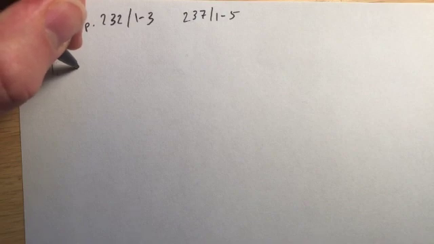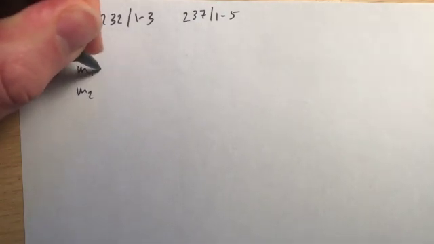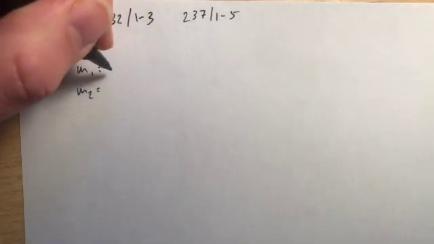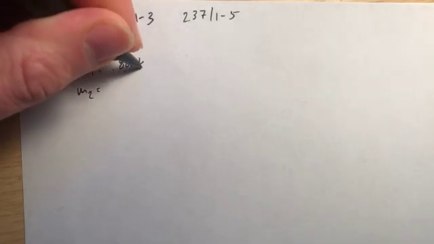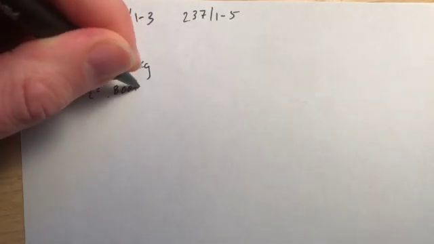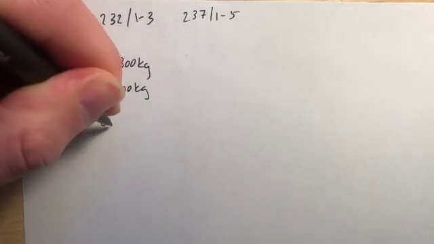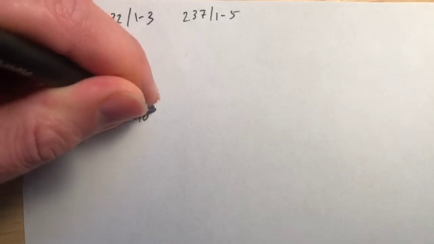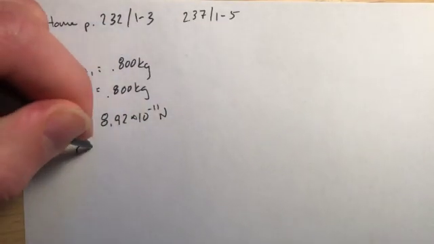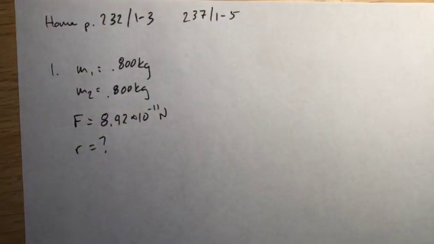So number one on page 232 says, what must be the distance between 2.800 kilogram balls if the magnitude of the gravitational force between them is equal to that in sample problem C? So I have two masses, M1 and M2, and they are each 0.800 kilograms. And the force from sample problem C is 8.92 times 10 to the minus 11th newtons. And the question is, how far apart are these two masses?